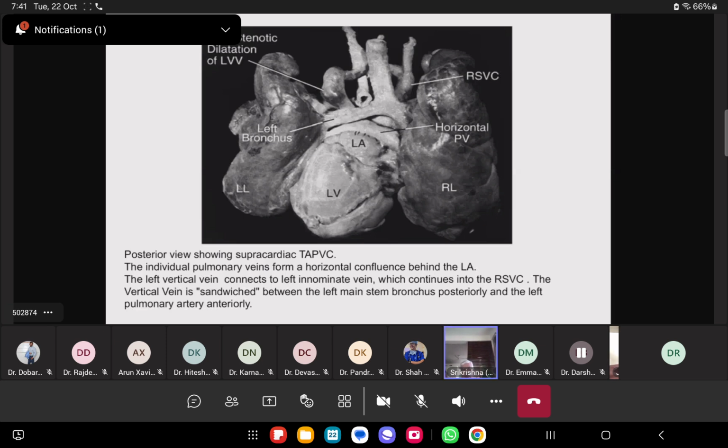This is an image showing the supracardiac TAPVC with the individual pulmonary veins forming a horizontal confluence behind the LA. The left vertical vein connects to the left innominate vein, which drains into the right SVC. The vertical vein is sandwiched between the left main stem bronchus posteriorly and the left pulmonary artery anteriorly.